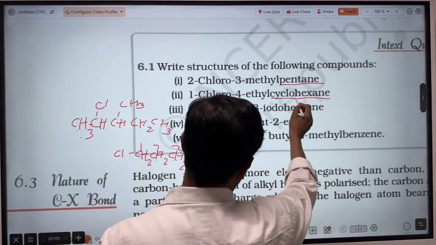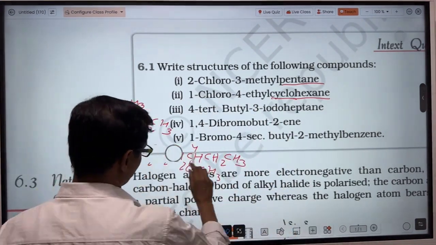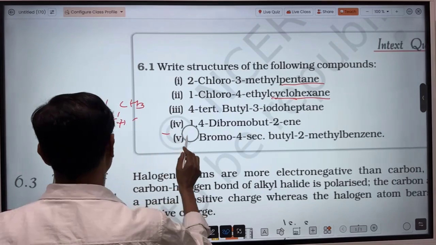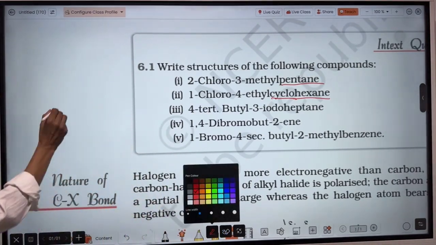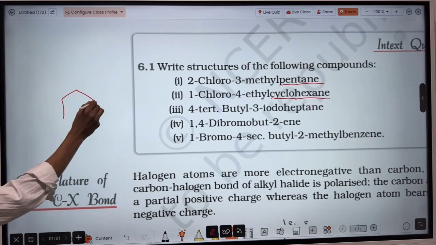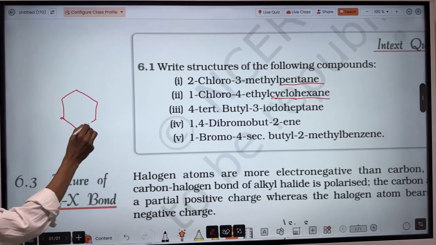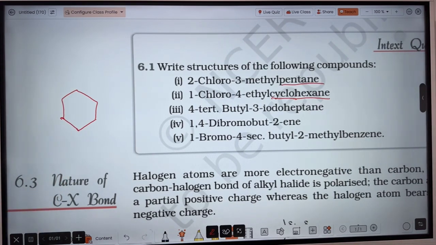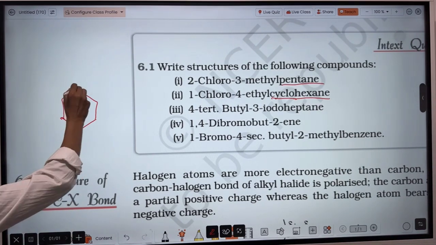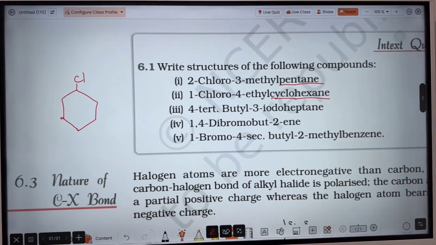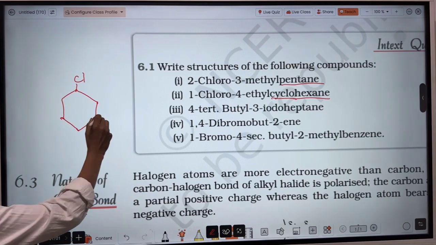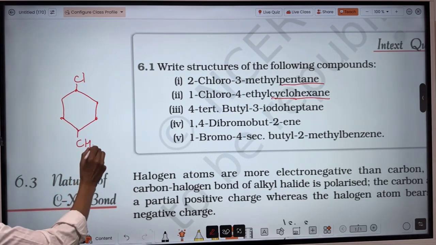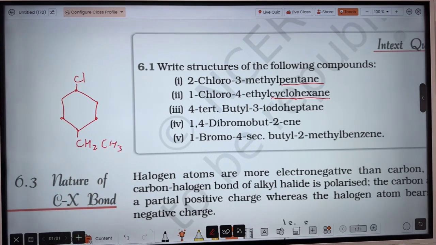Sorry, here it is cyclohexane, I have not shown. Listen here. So cyclohexane will be in the form of a cycle, so draw it here. Cyclohexane, this one, 1 chloro. So at first position chlorine and fourth position ethyl. This carbon is 1, here 2, 3 and here 4. So here ethyl. So that is 1 chloro, 4 ethyl, cyclohexane.